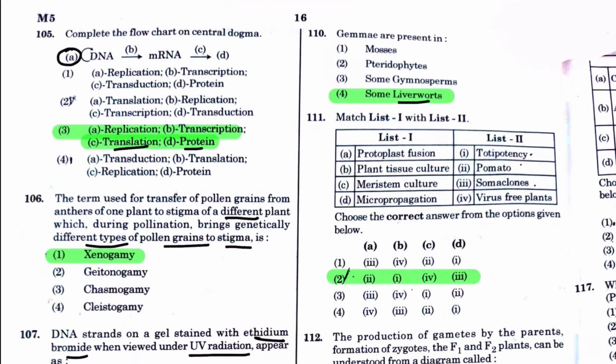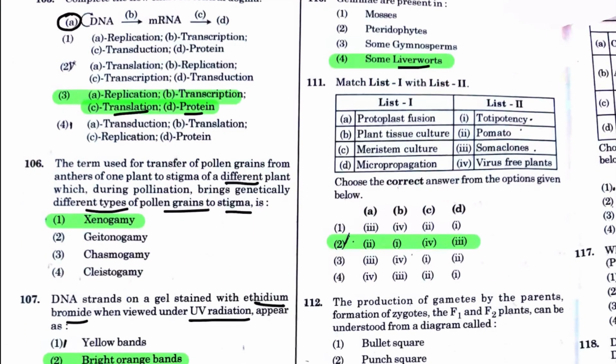Okay, 111, you must match list 1 with list 2 and answer the correct option. So protoplasmic fusion, we know the protoplast of the potato and tomato together will get pomato, right? So with this only you can give the answer as option 2, but you'll see the other options too. Tissue culture, right? So plant tissue culture means totipotency. Totipotency is even if you have a single plant cell, from that single plant cell you can get the entire plant, right? So for B it is 2.